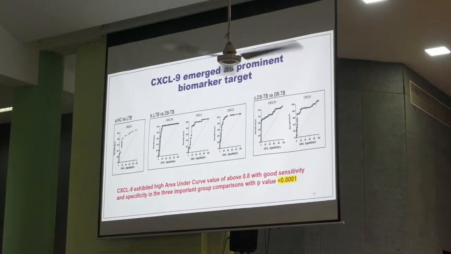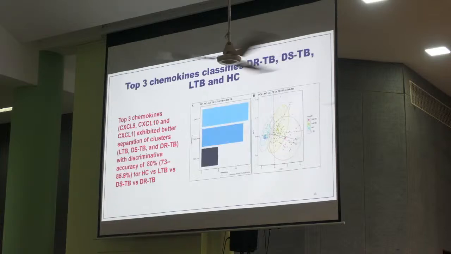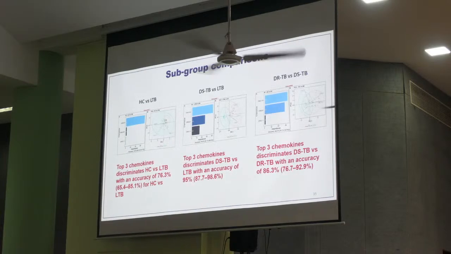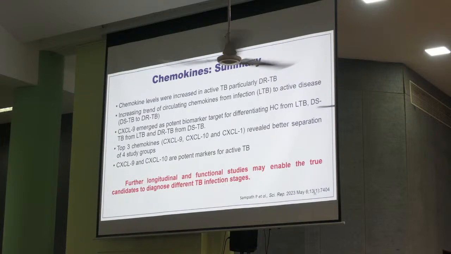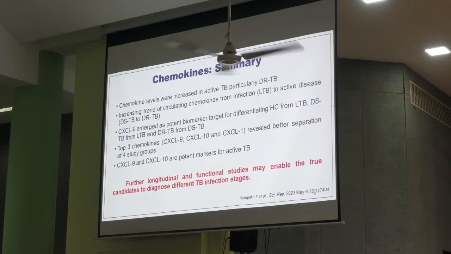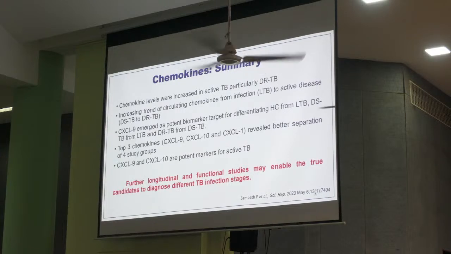Yes, there is a statistical method to say that these are very important. And this is a summary of what we have identified: CXCL9, CXCL10 and CXCL1 are found to be better biomarkers to discriminate the various stages of tuberculosis.